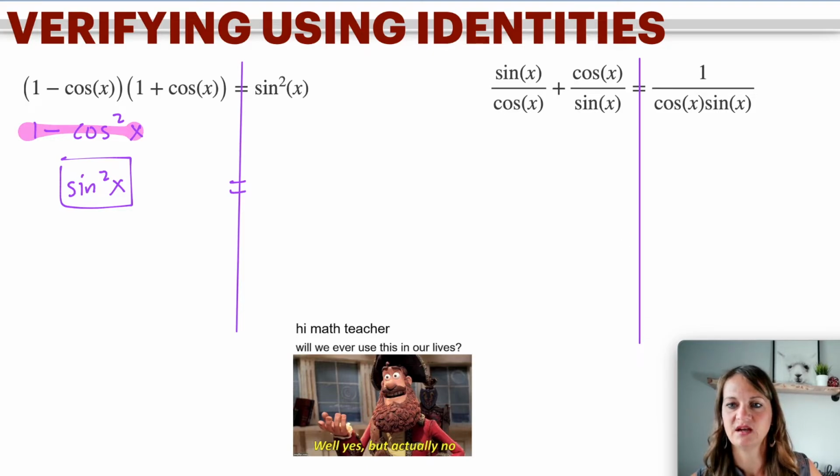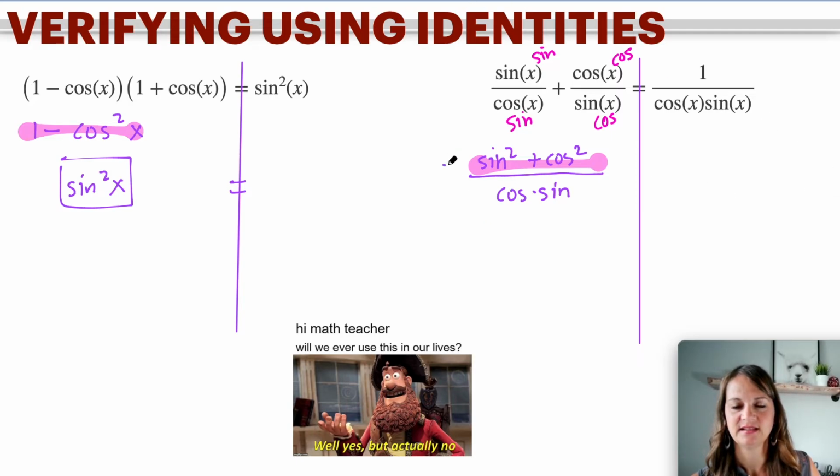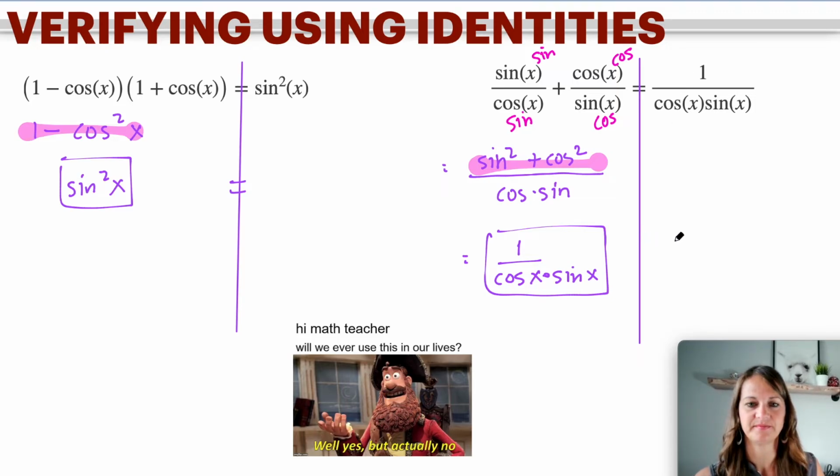Okay, I need a common denominator, so I'm going to multiply the bottom by sine, which means I got to multiply the top by sine. And here I got to multiply the bottom by cosine, which means I got to multiply the top by cosine. So when I do that, I'll be left with sine squared plus cosine squared all over cosine times sine. And that is a Pythagorean identity. It is the number 1 over cosine times sine, which has verified the right-hand side.